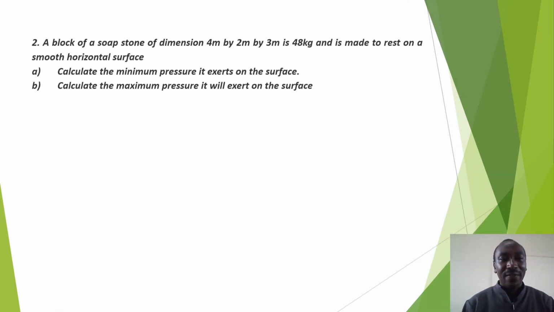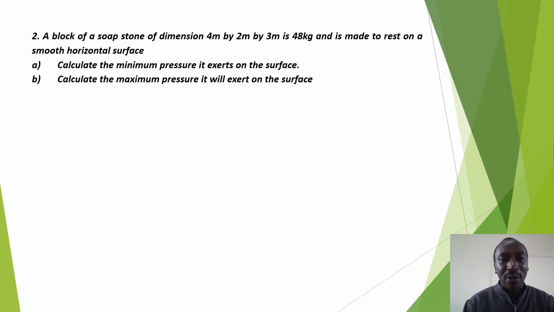Also, we can have another example here. We have a block of soapstone of dimension 4 meters by 2 meters by 3 meters, and has a mass of 48 kilograms and is made to rest on a smooth horizontal surface. Calculate the minimum pressure it exerts on the surface. Calculate the maximum pressure it exerts on the surface.